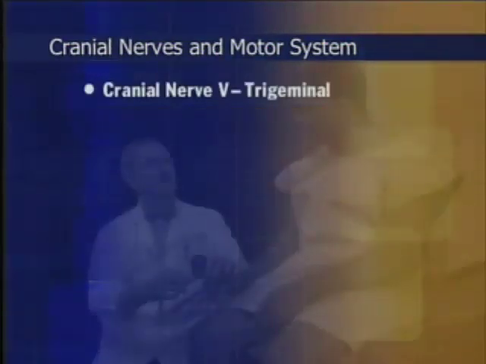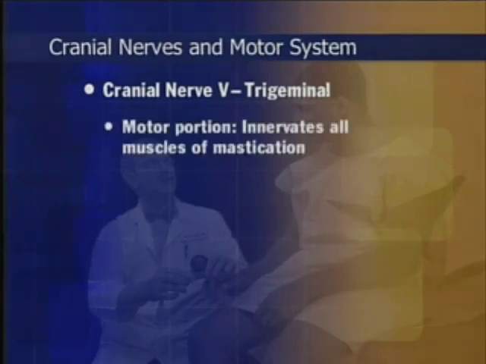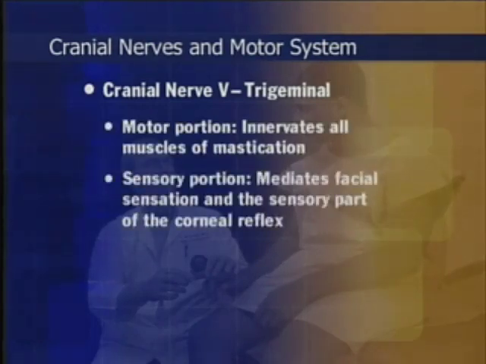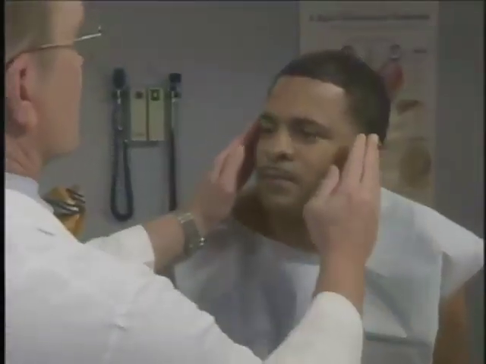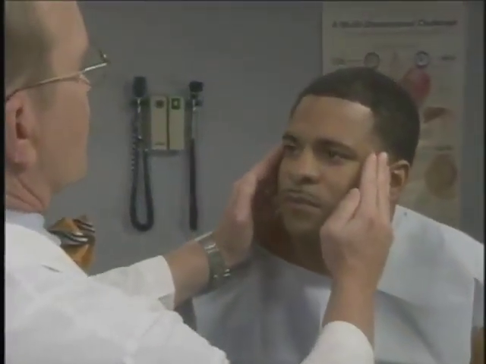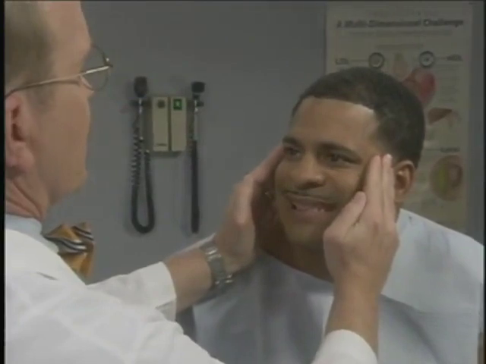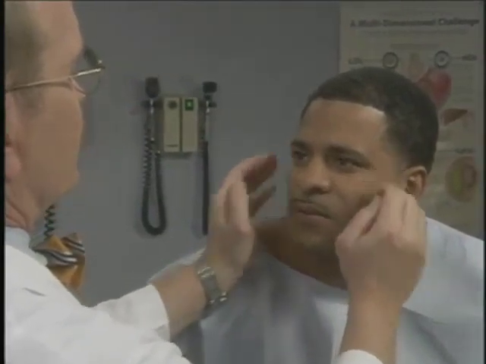The motor portion of cranial nerve 5, the trigeminal nerve, innervates the muscles of mastication. The sensory portion of the nerve mediates facial sensation and the sensory part of the corneal reflex. To test the nerve's motor function, ask the patient to clench and then relax his jaw while you palpate the temporal muscles and then the masseter muscles. Clench your teeth, please. Relax. Clench again. Note the strength of muscle contraction.